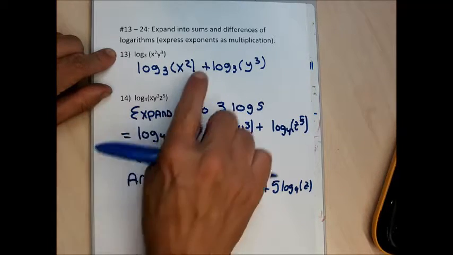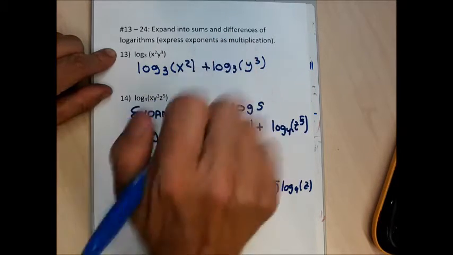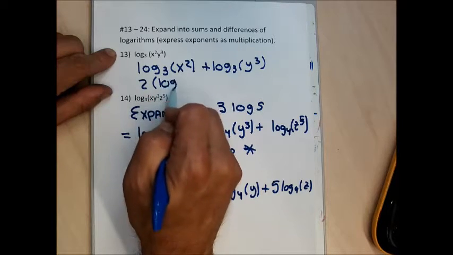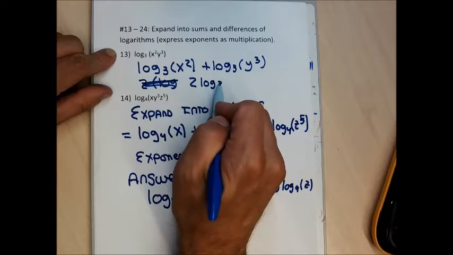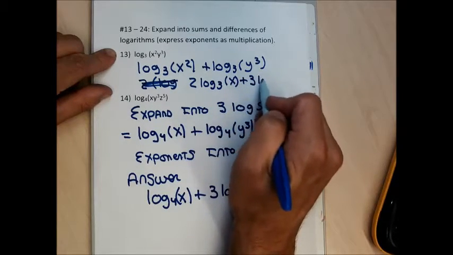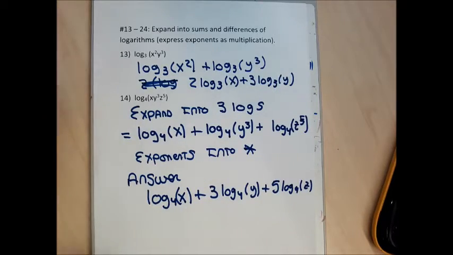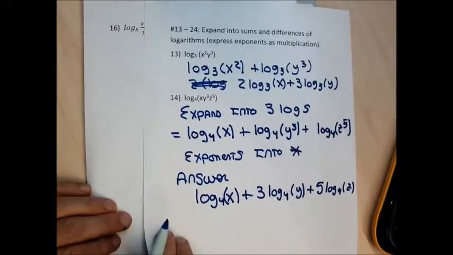The only signs you're allowed to put between are pluses and minus. That's the expanding, and now you're going to express exponents as multiplication and get 2 times the log. I don't need this parentheses here. You get 2 times the log base 3 of x plus 3 times the log base 3 of y. Your 15 works just like my 14.